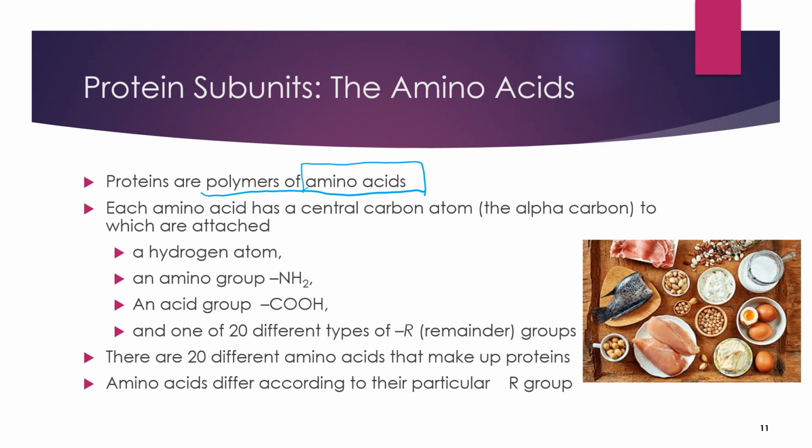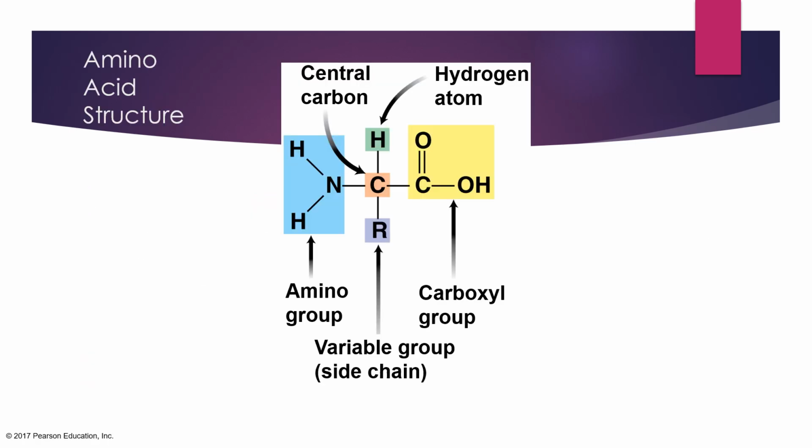And we have 20 different, well, all living things have 20 different amino acids. The amino acids all have certain characteristics that are the same, and then some that make them slightly different so that they have different properties. So let me show the structure of an amino acid. So this is a basic structure.